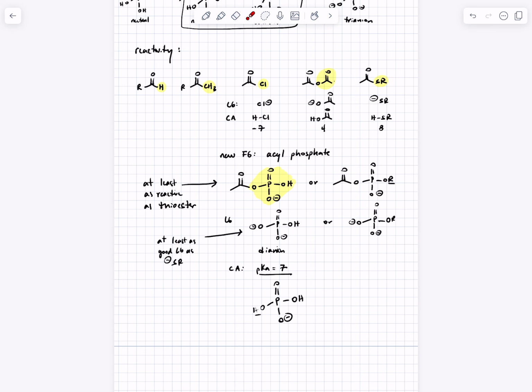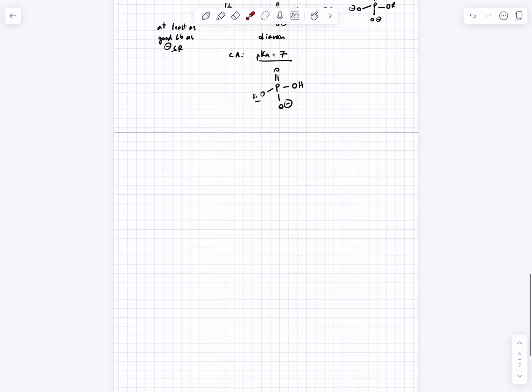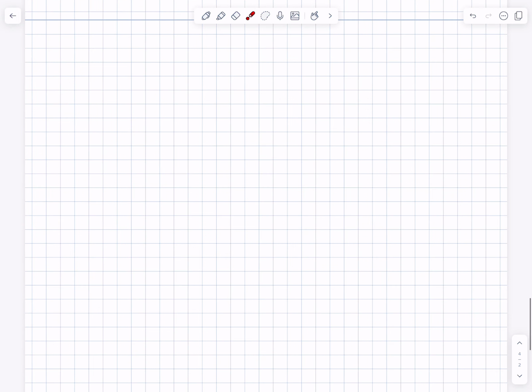Okay, I want to just take the last couple of minutes and show you how you can reason through protonation states of organic compounds that have phosphorus in them. I'm going to introduce a new functional group called the phosphoester. These you will see all the time in biology.